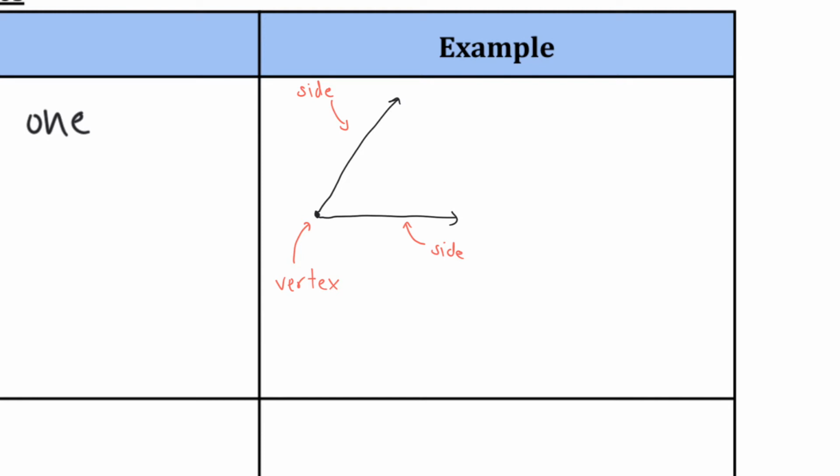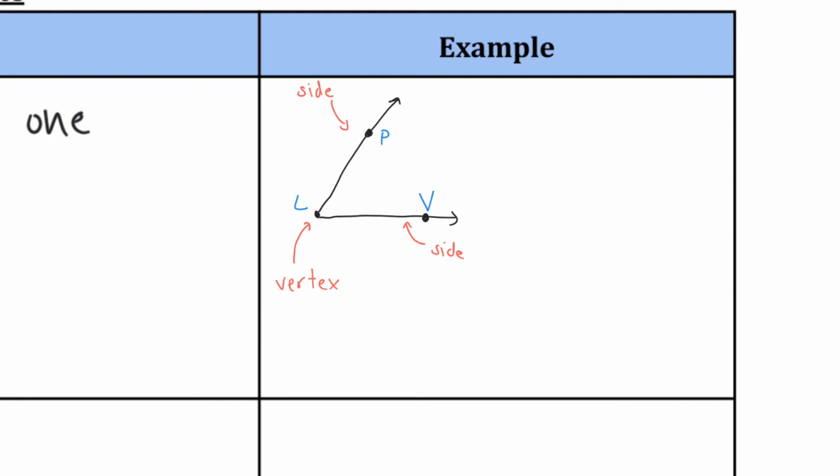Now let's quickly talk about how to name an angle. I'm going to add two more points, one on each ray. Let's call the top point P. The vertex, let's call that L. And then last but not least, let's call this point on the ray V.